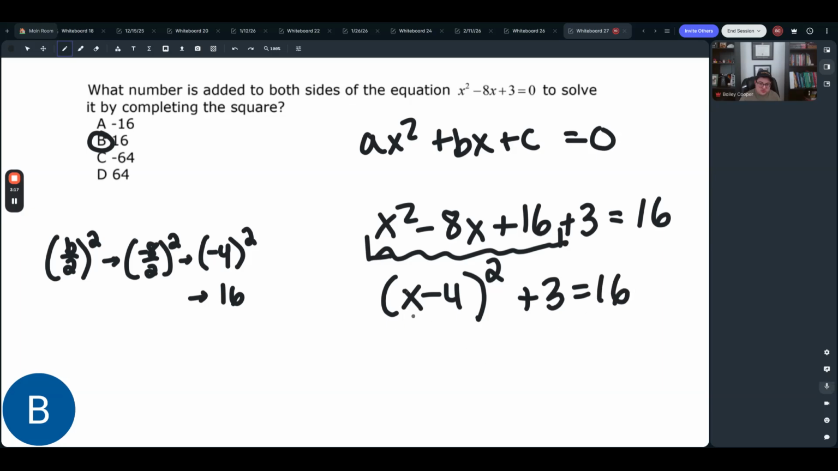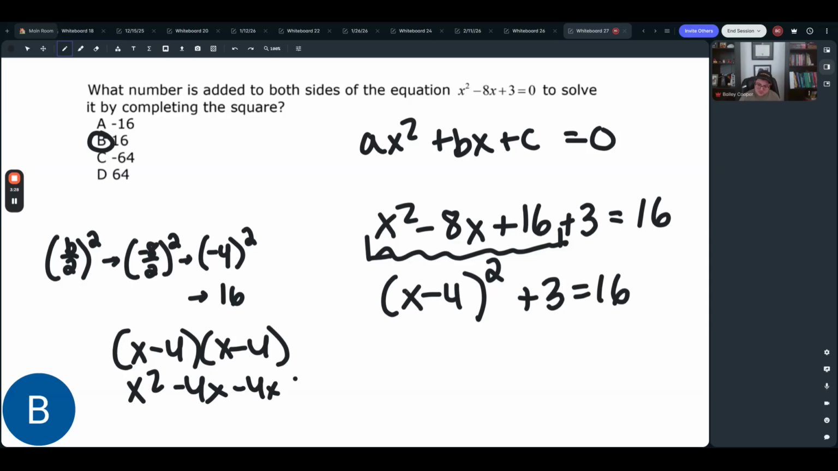And then, of course, you can always check this by multiplying it back out. We can multiply (x - 4) times (x - 4): x squared minus 4x minus 4x plus 16. That's x squared minus 8x plus 16. So that verifies that that's the correct way to factor it.